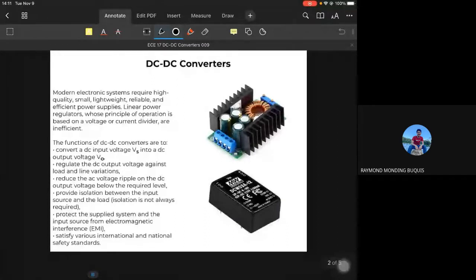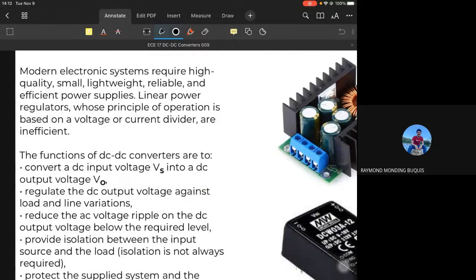So modern electronic systems require high quality, small, lightweight, reliable, and efficient power supplies. So when you say power supply, that is an AC to DC converter or rectifier, no? Rectifier circuits. Linear power regulators whose principle of operation is based on a voltage or current divider are inefficient. We've proven this before. I don't know if you still remember.